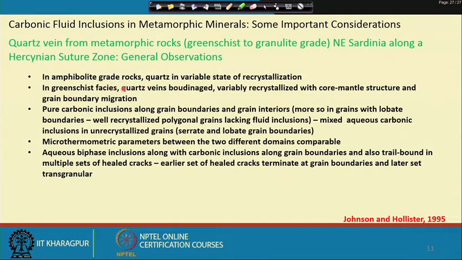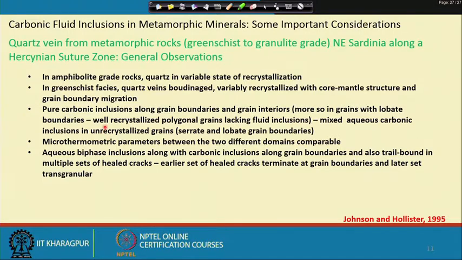The quartz in the amphibolite grade rocks generally exhibits a variable degree of recrystallization, and in the greenschist facies the quartz vein is present in boudinaged form, and it is also variably recrystallized with core-mantle structure. The recrystallization in the quartz has taken place dominantly by a grain boundary migration kind of mechanism.